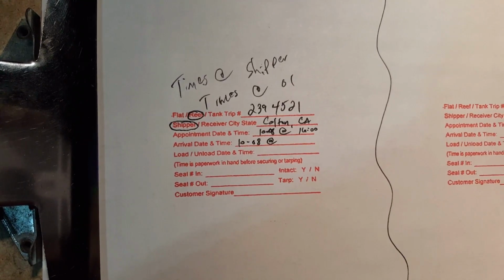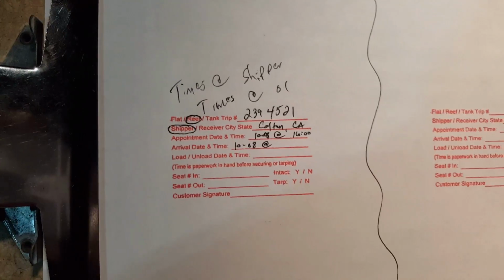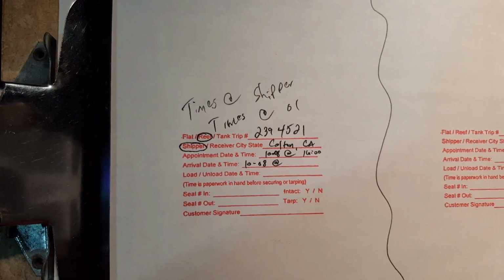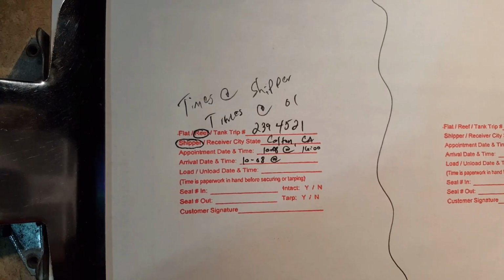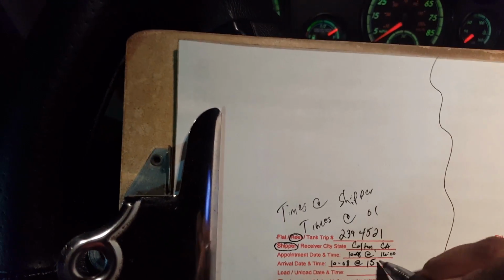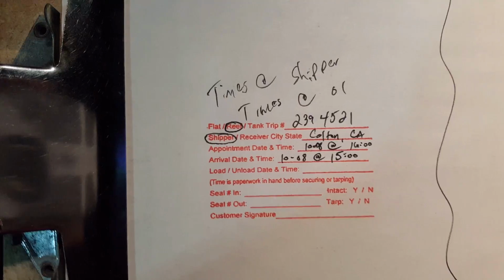So always use the times of the Qualcomm whenever you send the message on the Qualcomm. That's why it's important that as soon as you get to the shippers and receivers, you send that message, arrival location. So in this case, we're just gonna make up a time, and we said we got here 10/8 at 1500.